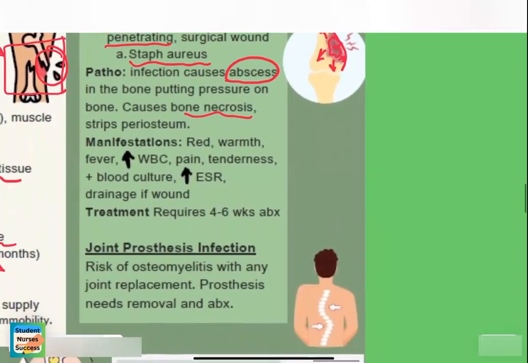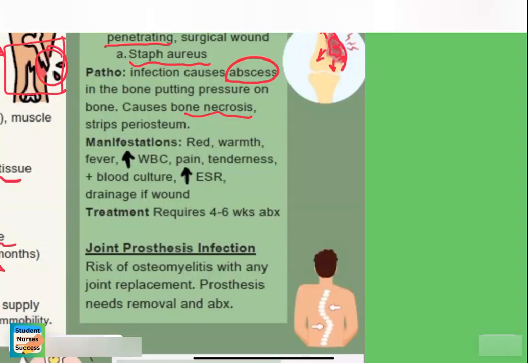Manifestations of osteomyelitis include redness, warmth, and fever, increased white blood cell count, pain, tenderness, positive blood cultures, and an increase in the sedimentation rate. You may not have all of them, but you certainly could have a variety of these symptoms. Osteomyelitis is very painful. It takes a while to treat. It may take 4 to 6 weeks of antibiotics, may require IV antibiotics, may require surgery to go in and remove that abscess, maybe a drain to leave that open. So it certainly can become quite serious.